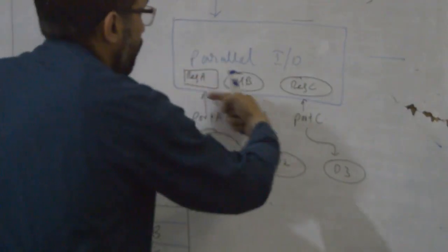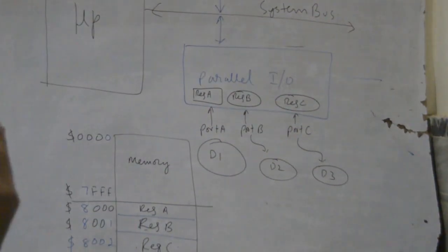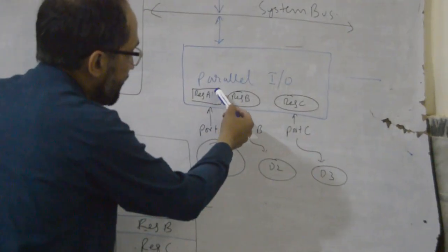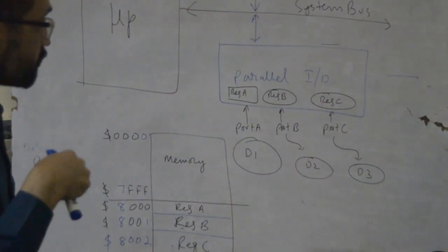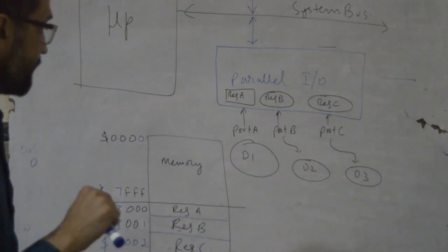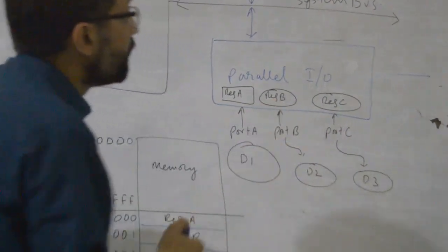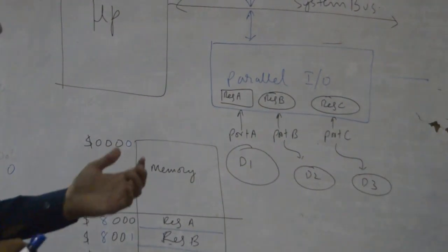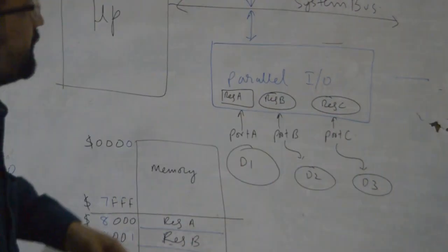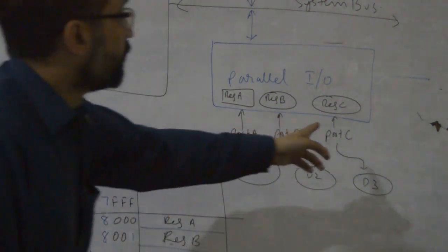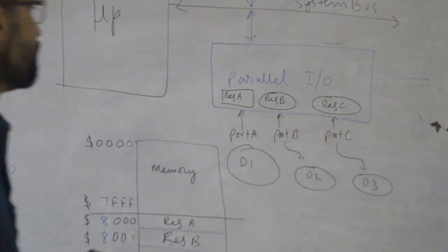So this parallel IO will contain 3 registers. Register A will hold the data that has to be transferred to or from device D1. Register B will hold the data that has to be transferred to or from device D2. Register C will hold the data that needs to be communicated with device D3.